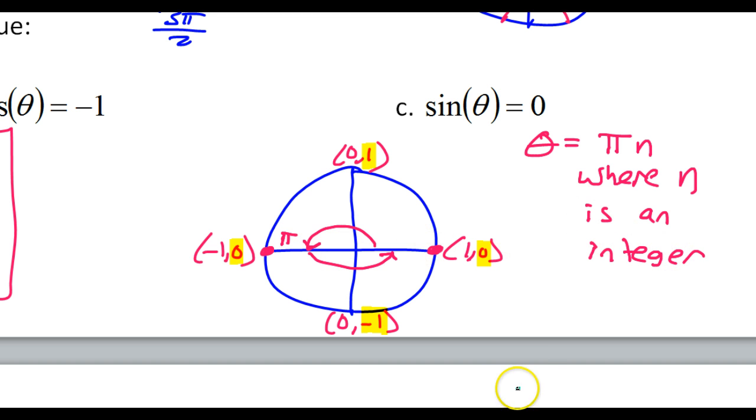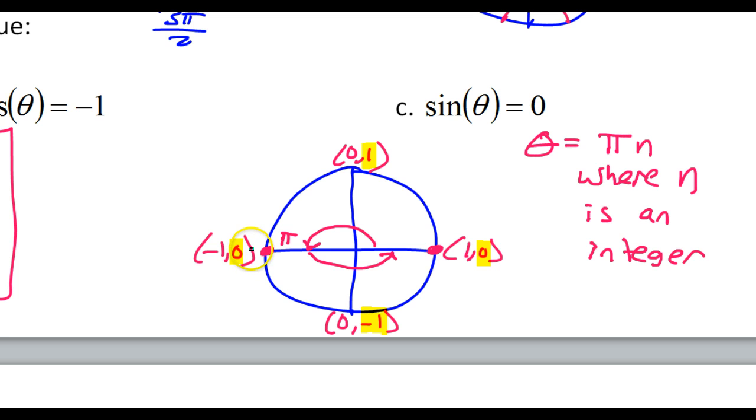Okay, so you can see how that would work out. If n is 1, then that's going to give us pi, and we'll have 0. If n is 2, then that would be 2 pi, and that would put us here, and that would be 0. But if n is 3, then that would be 3 pi, which would put us back to here again.